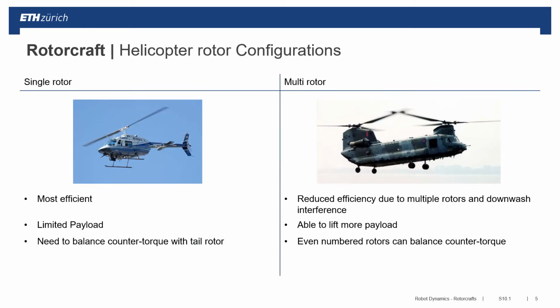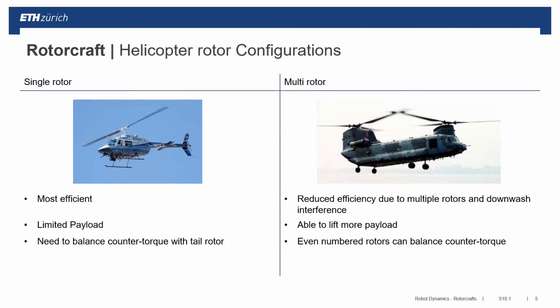Helicopter rotorcrafts can come with different numbers of main rotors. The single rotor helicopter is the most efficient. However, it has a limited payload and it additionally needs a tail rotor to counterbalance the torque generated by the main rotor. Multi-rotor helicopters can be arranged with two or even more main propellers.